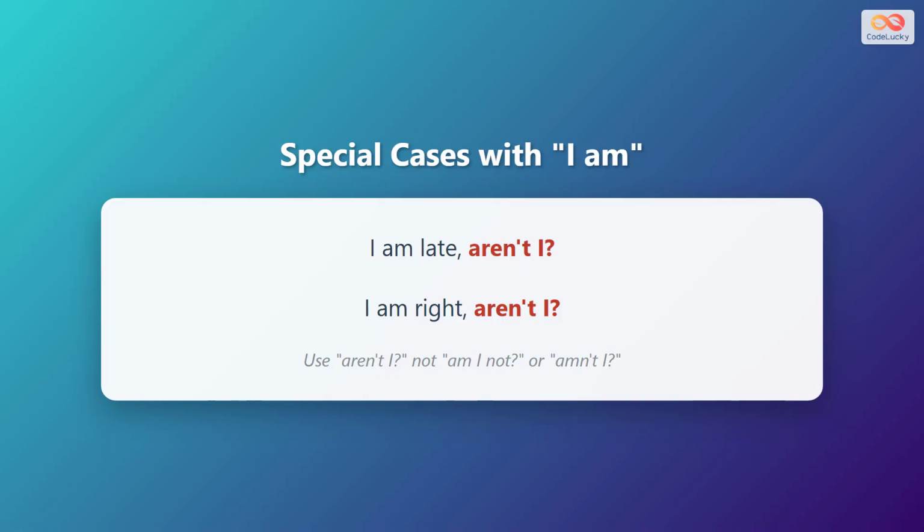There is a special rule for I am statements. Use are not I in the tag question, not am not I. I am late, are not I? I am right, are not I? This is the only correct form in standard English. Never say am not I.